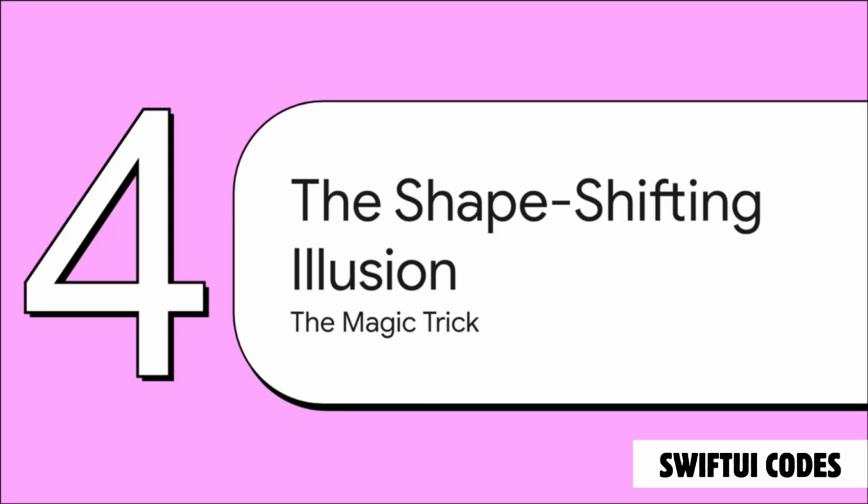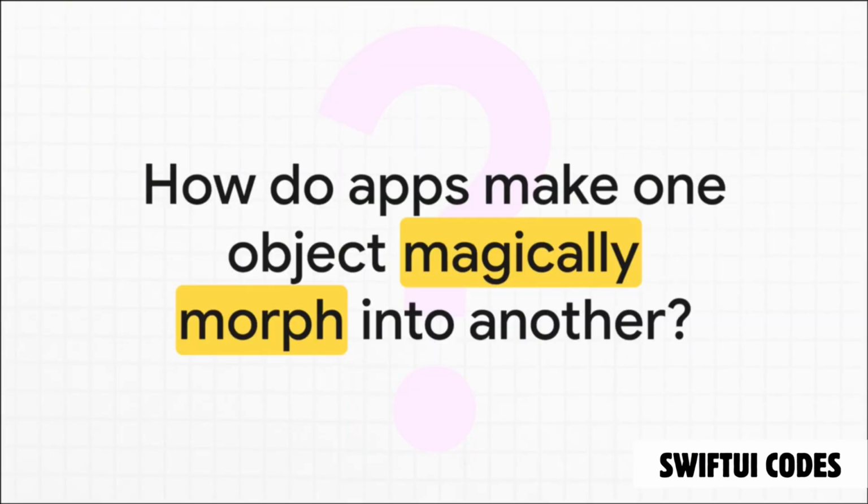Okay, now for the shape-shifting illusion, the magic trick. For my money, this is the most impressive, most mind-blowing illusion in an animator's entire toolkit. This is the effect that makes modern apps feel, well, truly magical. So how do apps make one object magically morph into another, right across the screen? You've seen this a million times, right?